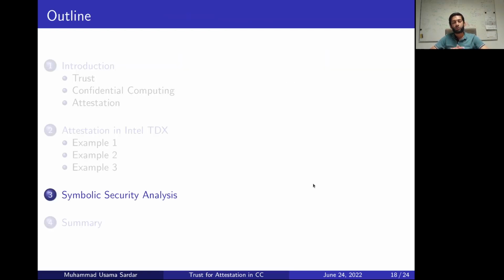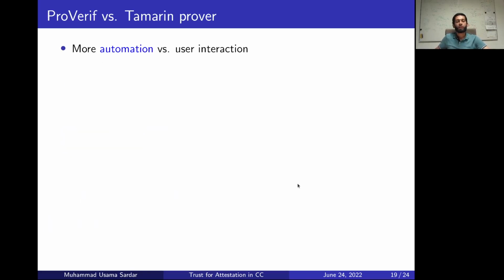Right, so having described the problems, the under-specifications, and the conflicts in attestation of Intel TDX, I now want to describe the symbolic security analysis that we approached, or the tool that we used for the precise description of the attestation process inside Intel SGX as well as Intel TDX. There are two state-of-the-art tools, namely ProVerif and Tamarin Prover, and we decided to choose ProVerif for the symbolic security analysis.